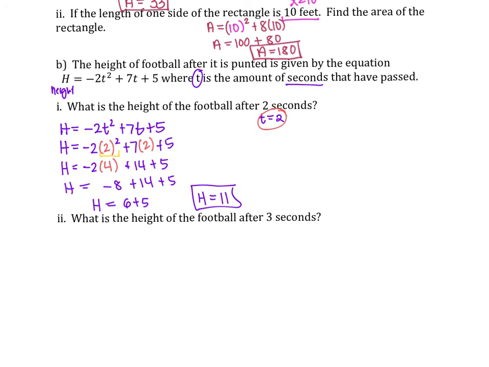Okay, and then the last question is asking, what about the height after 3 seconds? So I'm going to plug the 3 in. And I'm mostly making sure you're respecting your order of operations here. What is this? t equals 3, so 3, 3. Okay, and again, you have to do the exponent first. 3 to the second is 3 times 3, which is 9.